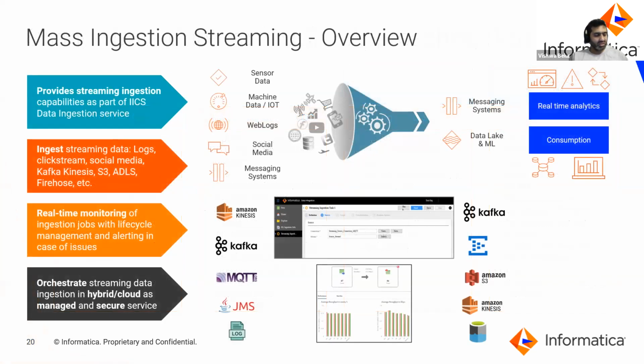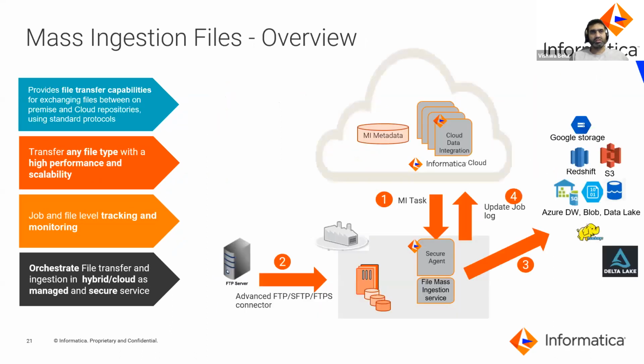So mass ingestion streaming is the other capability within mass ingestion, which would help you to ingest data from streaming sources, either into messaging systems like Kafka for real-time analytics, or into a data lake for machine learning and consumption use cases, right? So we support a variety of sources, whether it is JMS, Kafka, logs, API sources, Google Cloud, Amazon Kinesis, Azure Event Hub, and many other connectors that we support.